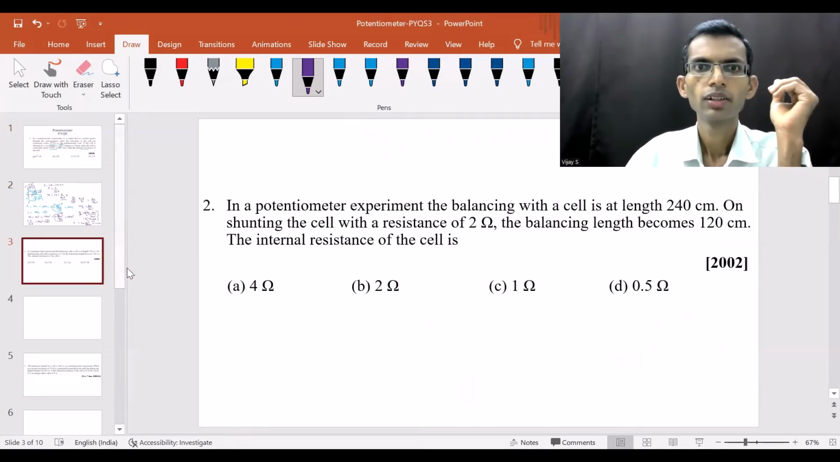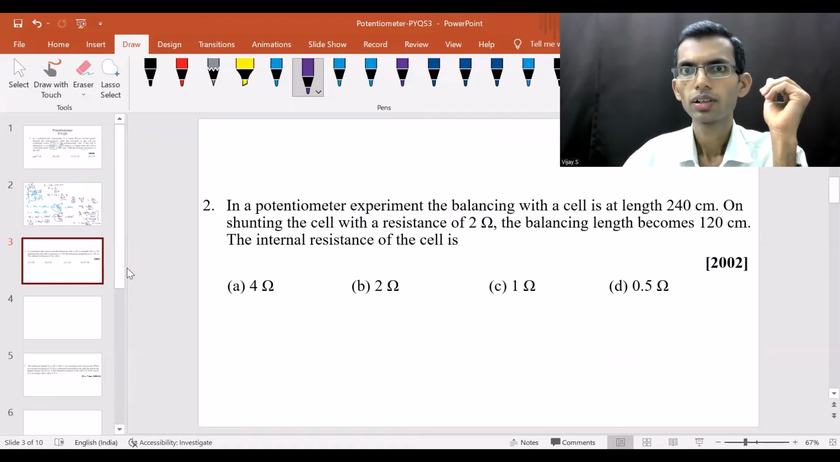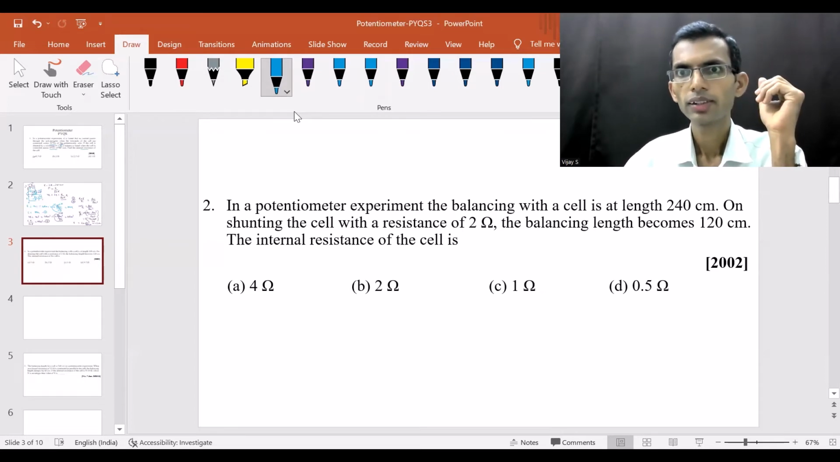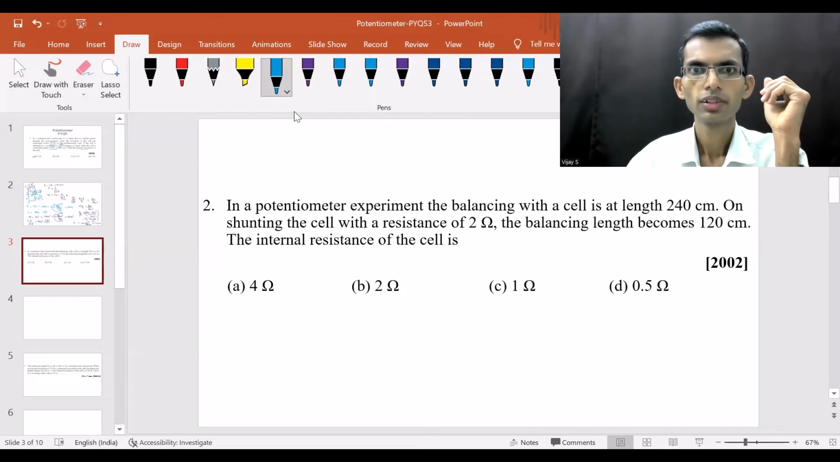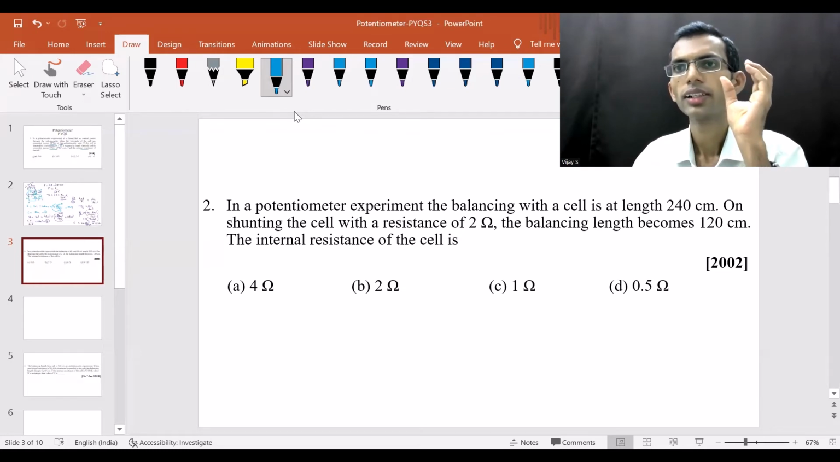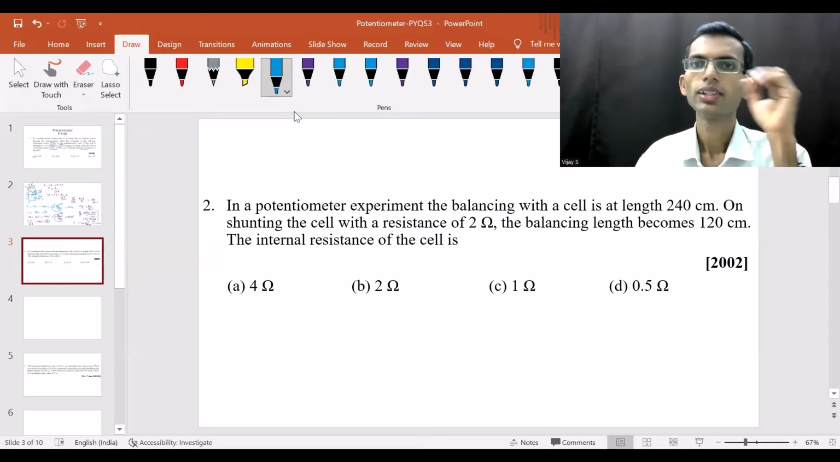In a potentiometer experiment, the balancing length with a cell is 240 centimeters. On shunting the cell with a resistance of 2 ohm, the balancing length becomes 120 centimeters. The internal resistance of the cell is? That means he gave balancing length for cell case as 240 centimeters, shunted cell case as 120 centimeters. He gave the shunt resistance value as 2 ohm. He is asking us to find internal resistance of the cell.